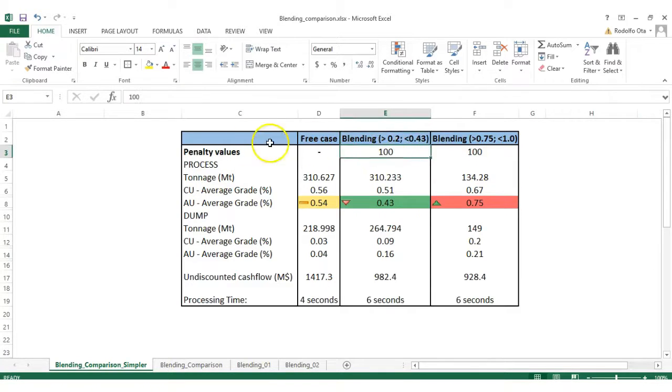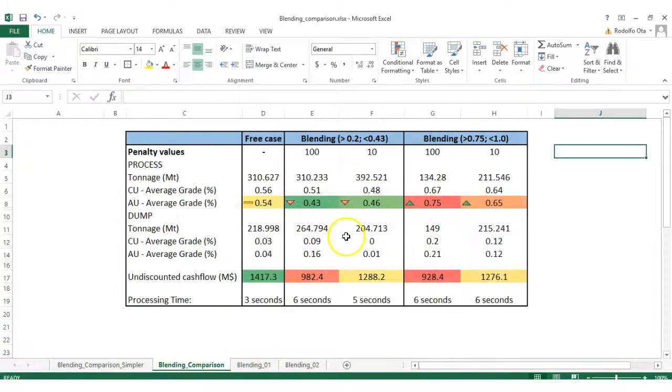We didn't talk about the penalty values for simplification, but actually, this is the full table, right? We run two cases for each blending situation by applying different penalty values. So what are the penalty values? It's an arbitrary value that the user can have control over the blending situation. So the higher the value the user imposes, the more likely the software is to find a solution that respects the blending constraints. Otherwise, it will penalize the value.